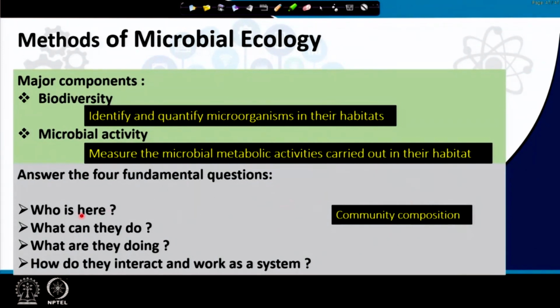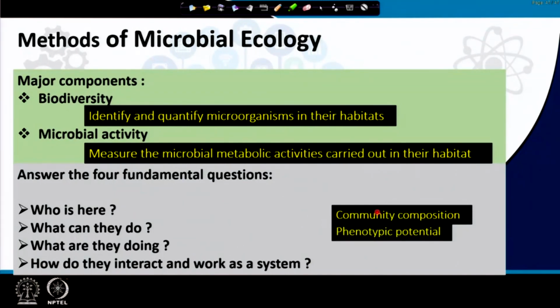So, our microbial ecology methods should be able to answer who is here. That means, who are the organisms present here? What can they do? This is related to the question that we earlier framed as what is the potential of these microorganisms, what they can possibly do. And then, what are they doing? These second and third questions are interrelated, but they provide answers which help us to understand the role of the microbes at different levels.